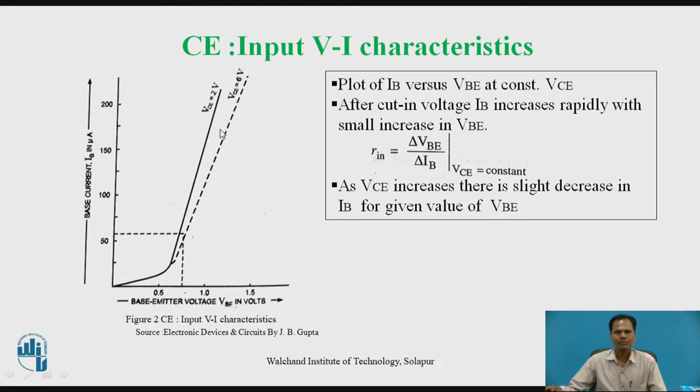As seen from these two graphs, as collector to emitter voltage is increased, there is a slight decrease in base current IB for a given value of base to emitter voltage. Considering a certain constant value of base to emitter voltage, as collector to emitter voltage is increased, there is a slight decrease in base current IB. This happens due to the early effect. So this is about the input characteristic of a transistor in common emitter circuit configuration.